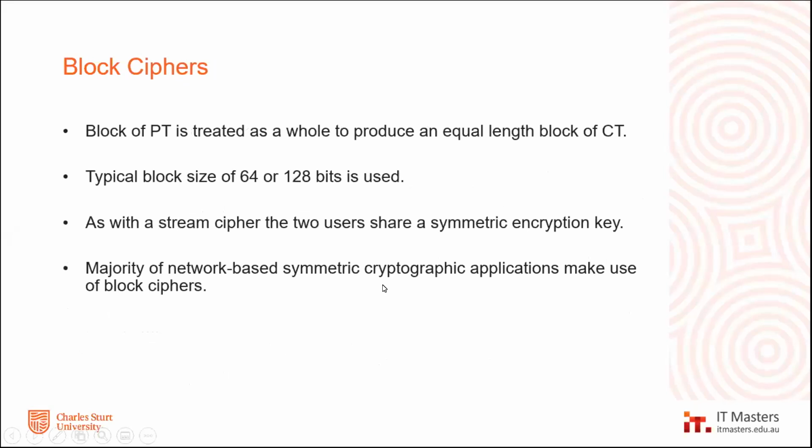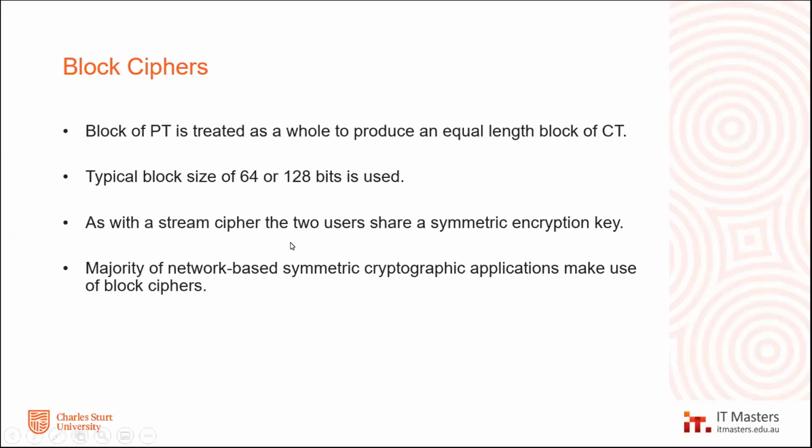Block ciphers, on the other hand, use a block of plain text and treat it as a whole to produce an equal length block of ciphertext. How big that block is going to be is dependent on the algorithm in use. So a typical block size might be 64 or 128 bits used in DES, or 192 bits in triple DES, or, for example, 256-bit blocks in the example of AES.